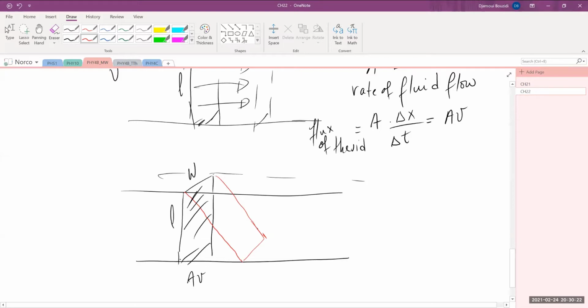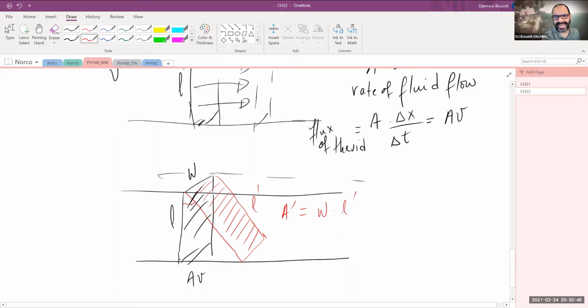Yeah. So it's the same amount. But now it passes through a different area. It passes through this area, which is clearly bigger than the first one. So let's find this quantity now and see what's going on. First of all, the area A prime is going to be W times now this height L prime. I'm going to assume that this angle, the tilt, is theta. Can you find the relationship between L and theta and L prime?